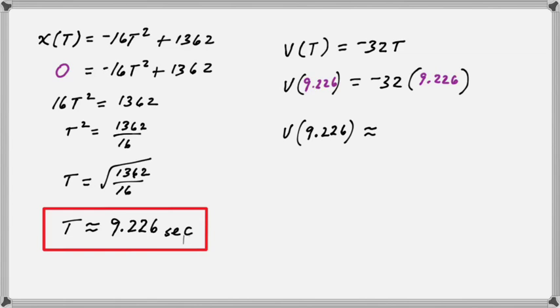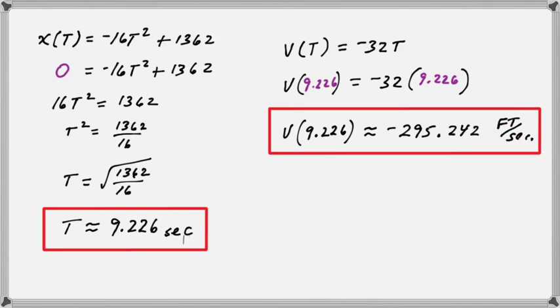9.226 is going to be 32 times that number, negative 295.242. If you are accurate, and again that would be in feet per second. I used a stack operation on my calculator so I did not lose accuracy, but this was part D, right? The time it took to hit the ground and the velocity at which it hit the ground.